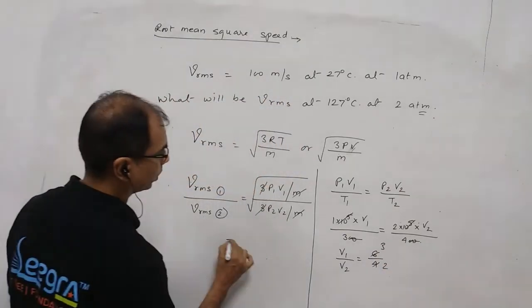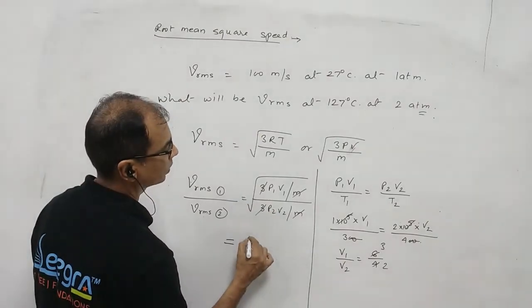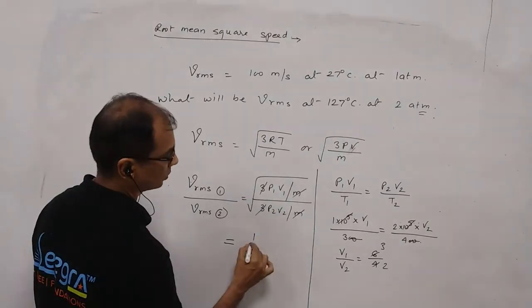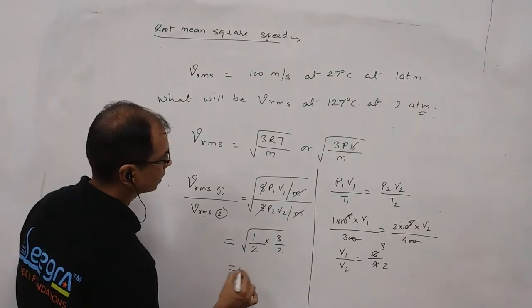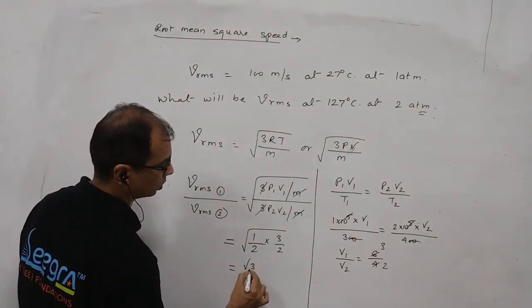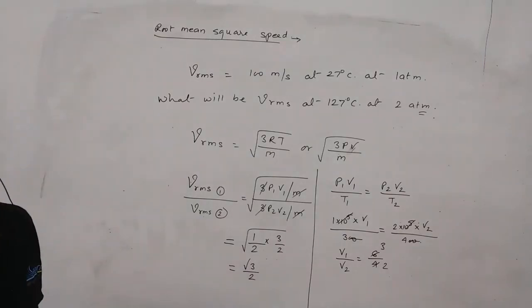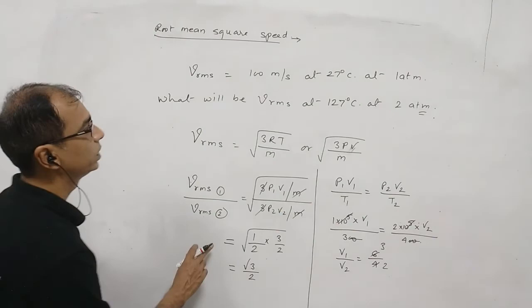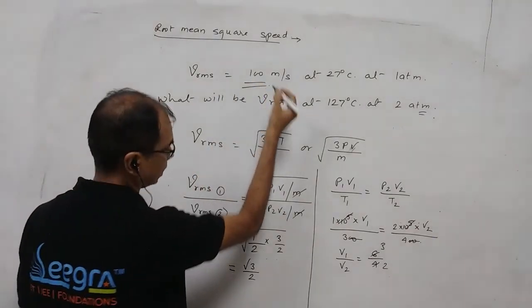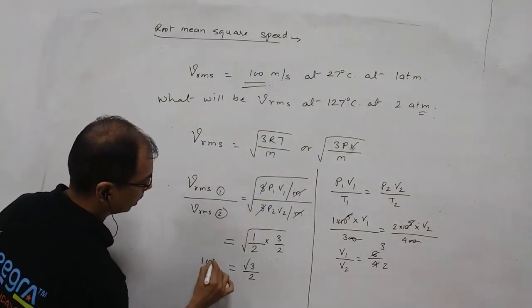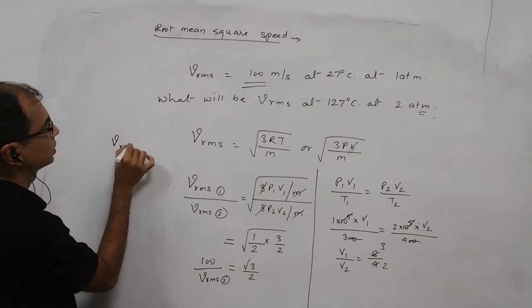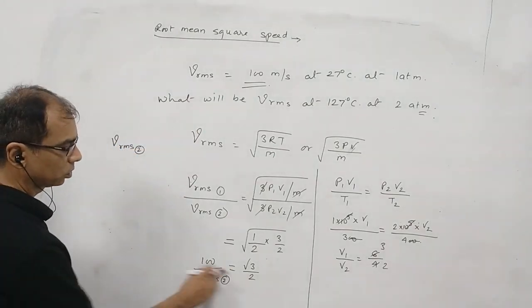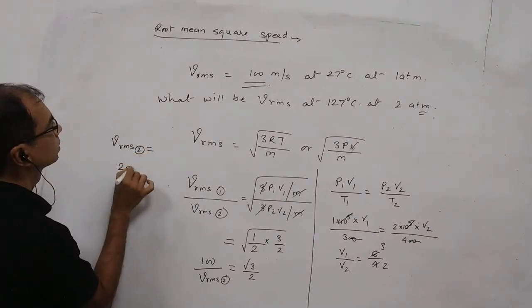Yes, fine. So let's bring it over here. This is P1 by P2. Now P1 is 1 atmospheric, you can write 1 only. P2 is 2 atmospheric, that's 2 only. Then V1 by V2 is 3 by 2. So what we are getting as Vrms 1 by Vrms 2 is root over 3 by 2. So Vrms value, actually V1 is given as 100. So 100 by Vrms 2. So Vrms 2 value is what? 200 by root 3. What is coming? 200 by root 3. That's our answer.